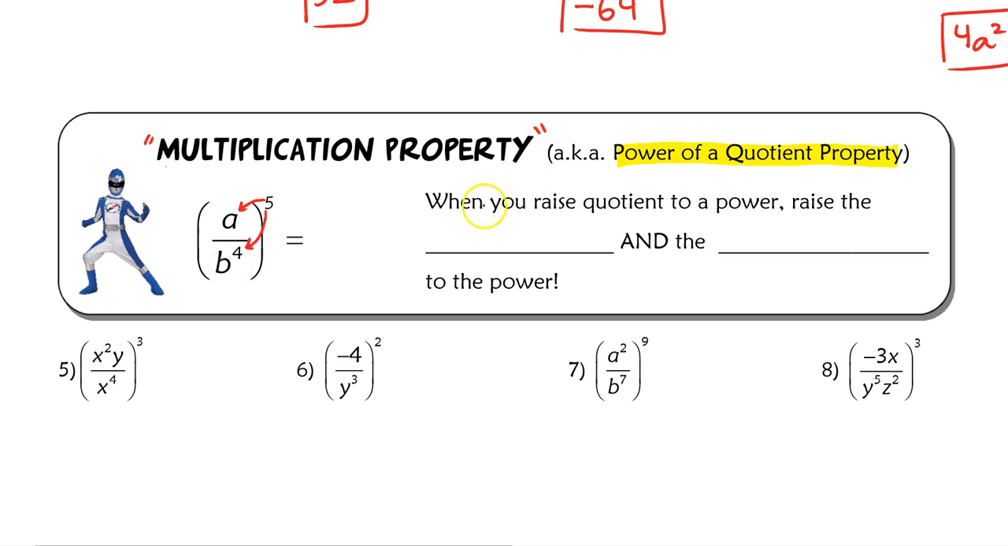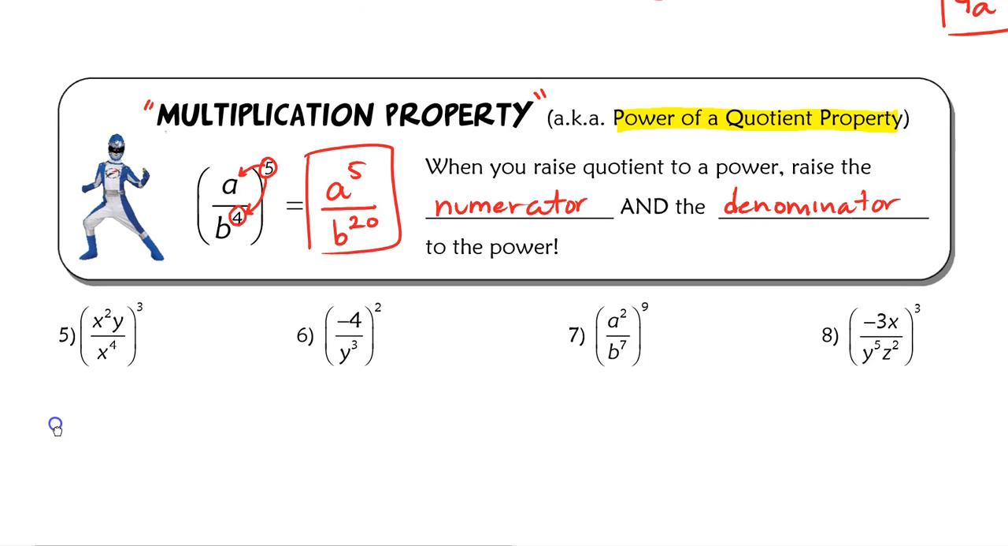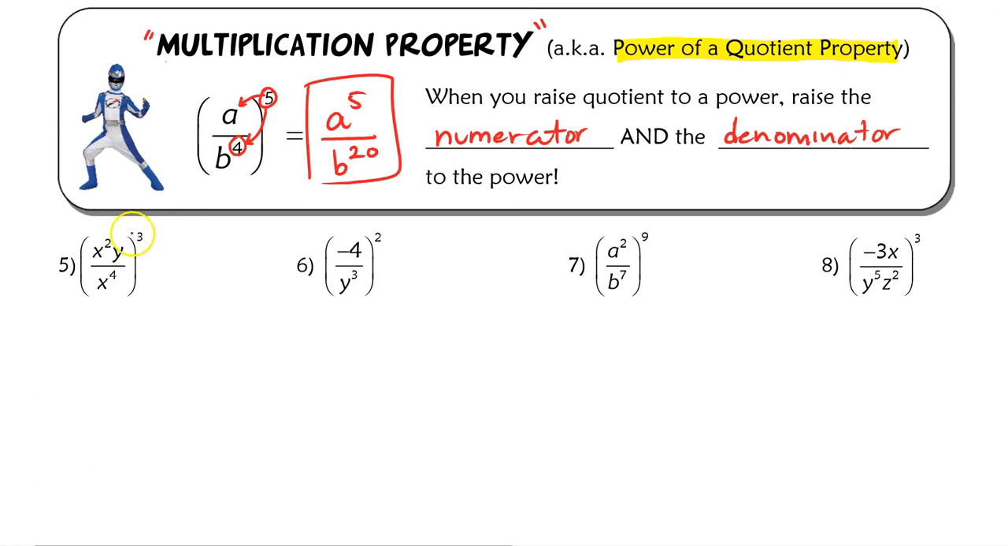So whenever you raise a quotient to a power, you're going to raise the numerator, the top, and the denominator, the bottom, to that power. You've got to remember you're going to distribute that 5 to both the a and the b on the bottom. So that would give us a to the 5th. And then on the bottom, when we have to distribute an exponent, we actually multiply 5 times 4 to get 20. So we have a to the 5th over b to the 20th power. Okay, so let's practice this rule now. For number 5 here, I notice that I have this 3 on the outside of the parentheses.